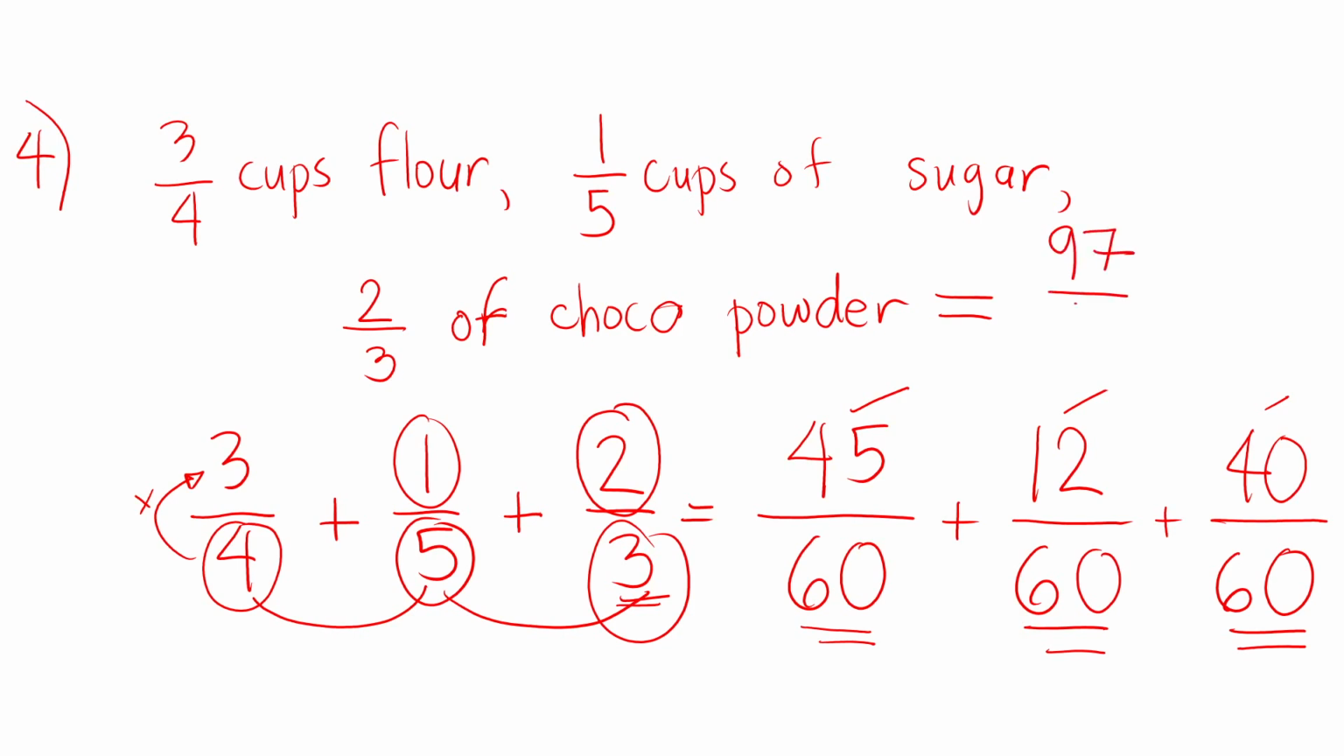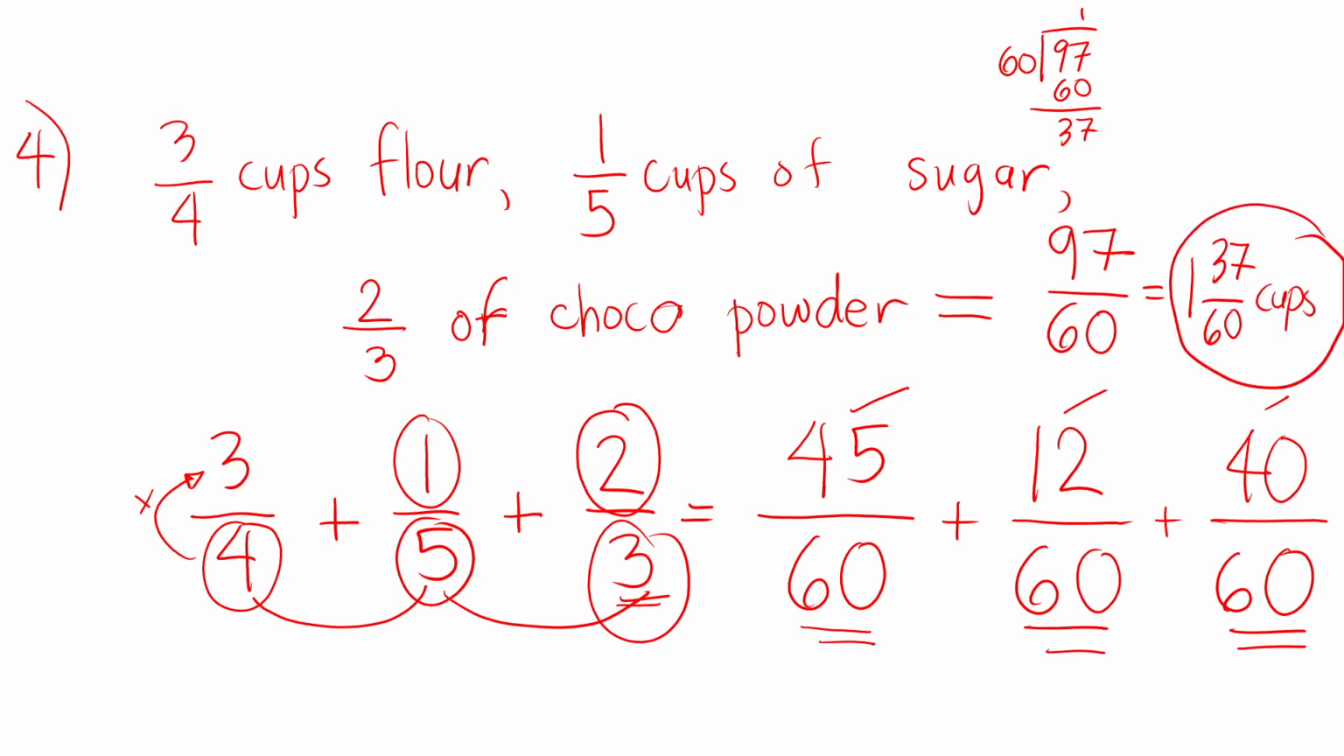97 over 60. Okay, we will just convert it into mixed so we can see how many cups. So, what is 97 divided by 60? This is 1, right? I have 60, I have 37. So, meaning this is 1 and 37 over 60 cups. This is the total cups that I combined.